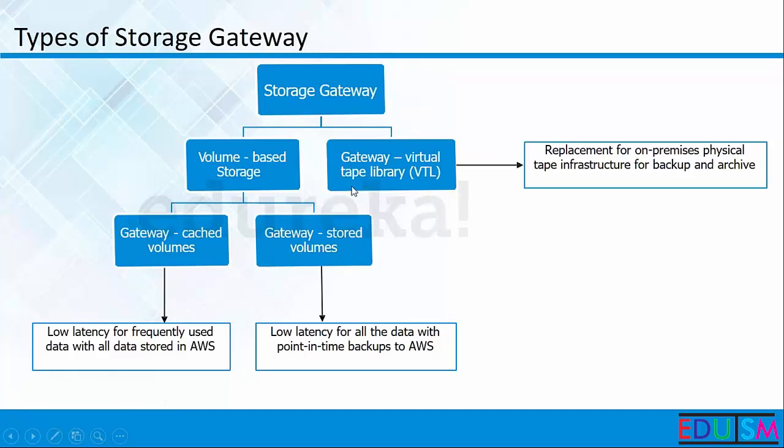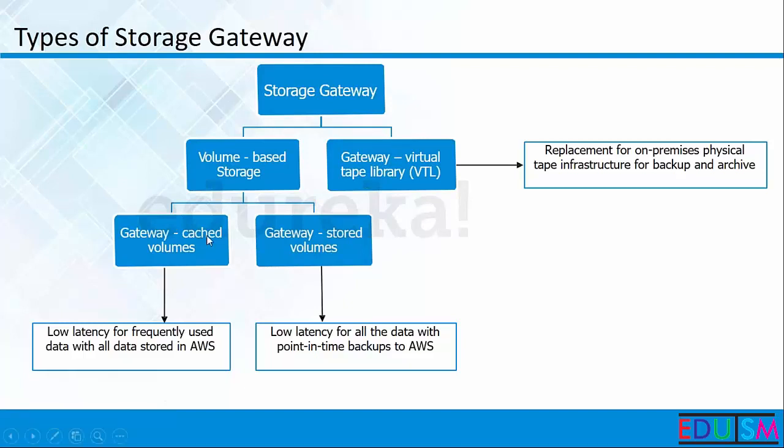Now, if we have to configure Storage Gateway, we need to understand the classification that Storage Gateway is divided into. There are two types of Storage Gateway: one is volume based and the other is virtual tape library. The virtual tape library is not frequently used. Under volume-based storage, we have two further types: gateway cached volumes and gateway stored volumes.